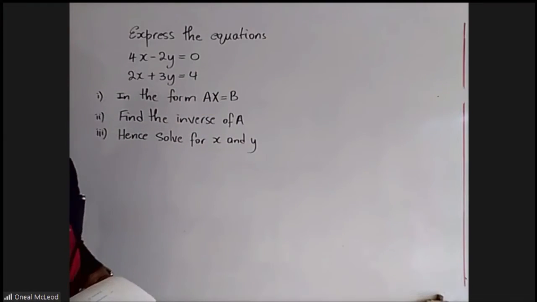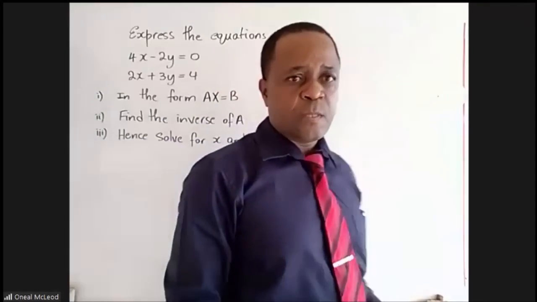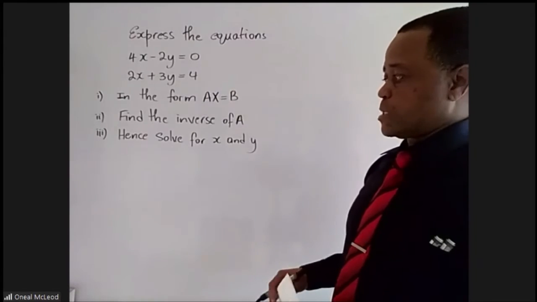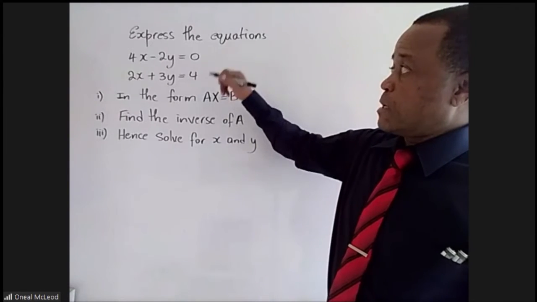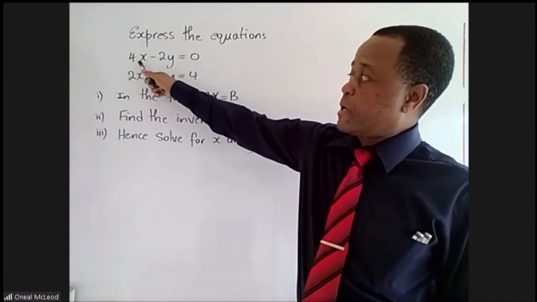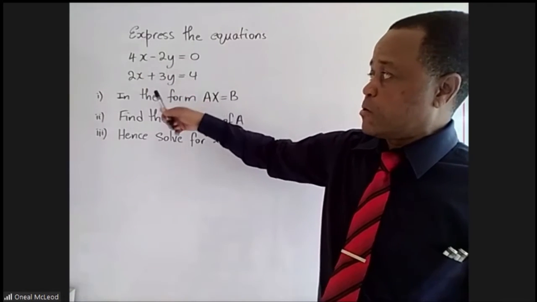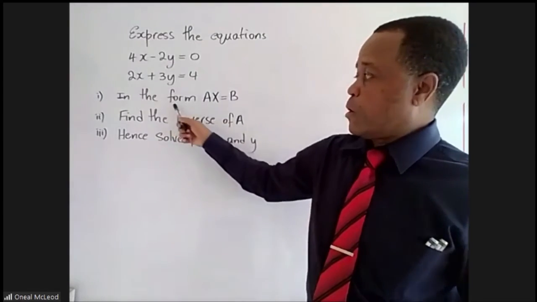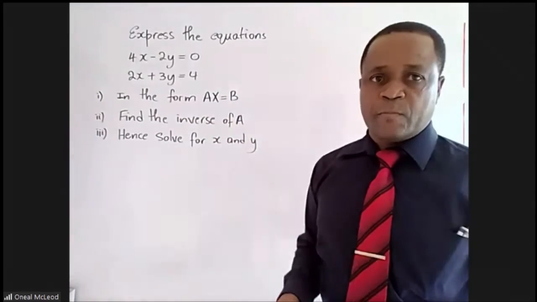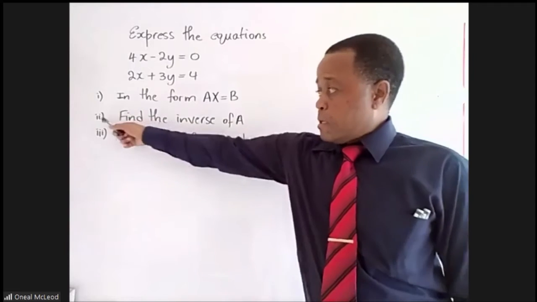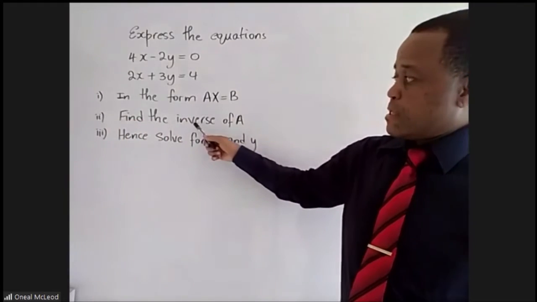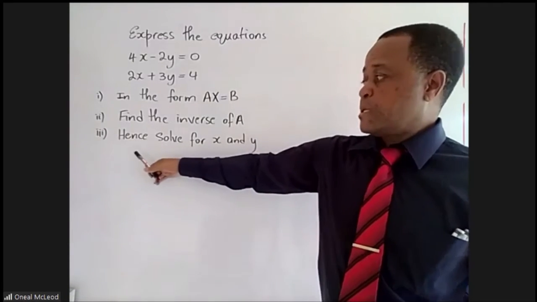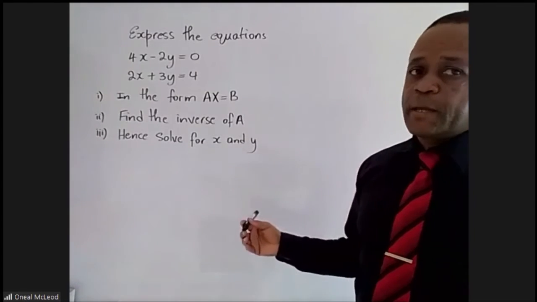All right. So yes, this is our last question as it relates to simultaneous equations. So let's go. So nice question. It says express the equations, which is 4x minus 2y equal to 0 and 2x plus 3y equal to 4 in the form AX equal to B. 2, find the inverse of A, and 3, hence solve for x and y.